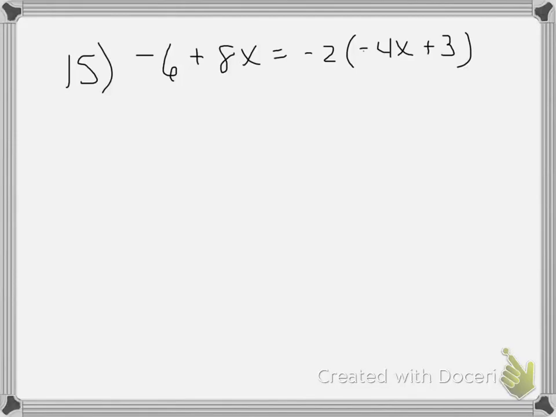Here's question number 15 on the Unit 1 review. Alright, so again, this is another equation. And so I'm going to ask myself, okay, so the first one I leave alone. This one I distribute, so I'm going to distribute a negative 2 to negative 4x, which makes it 8x. Then negative 2 times 3 gives me a positive 6.